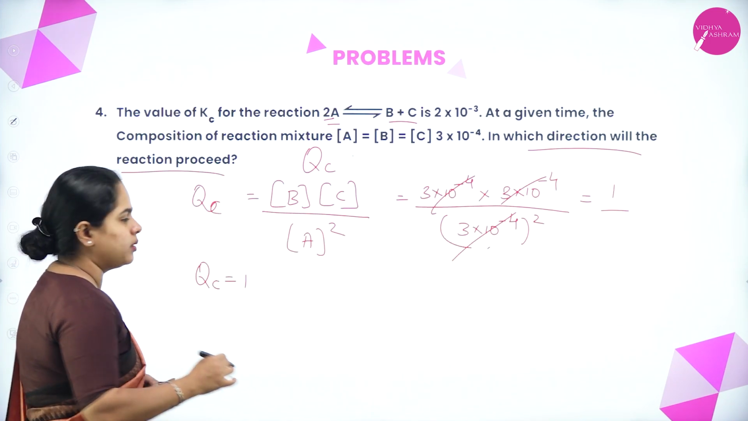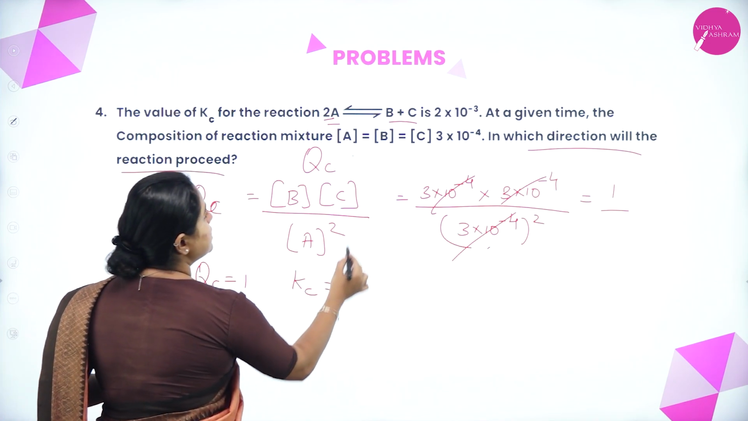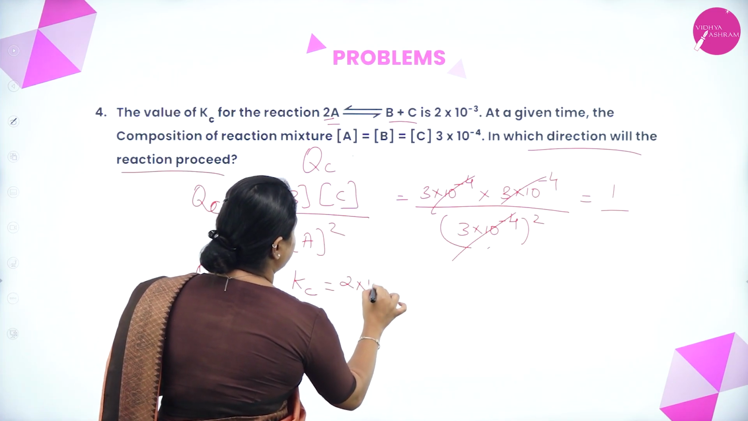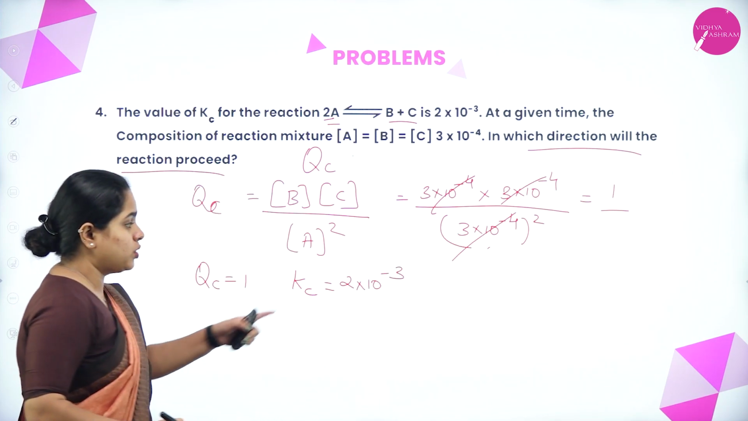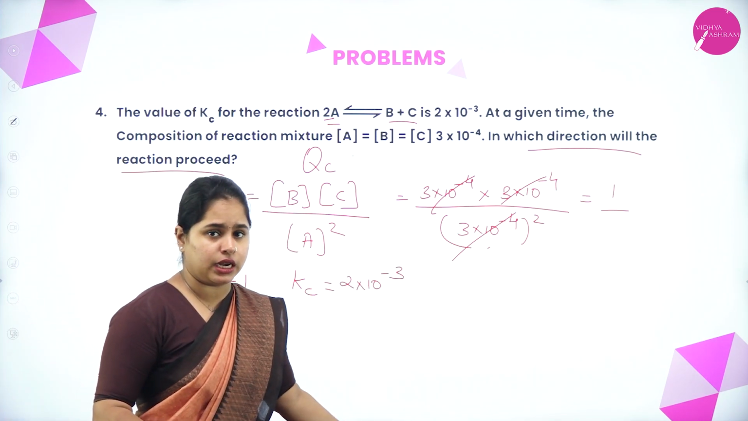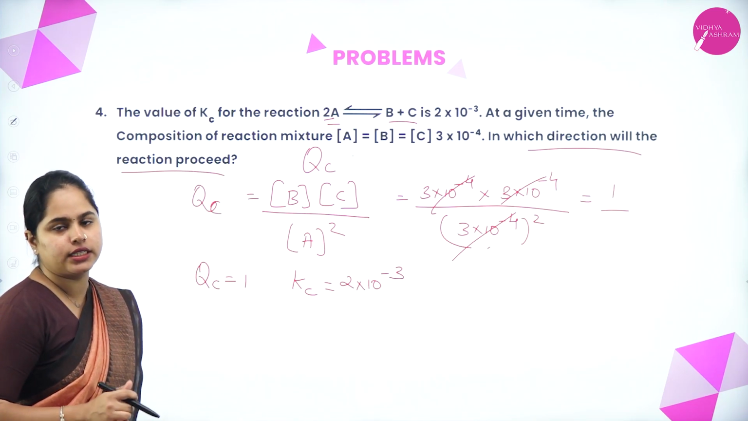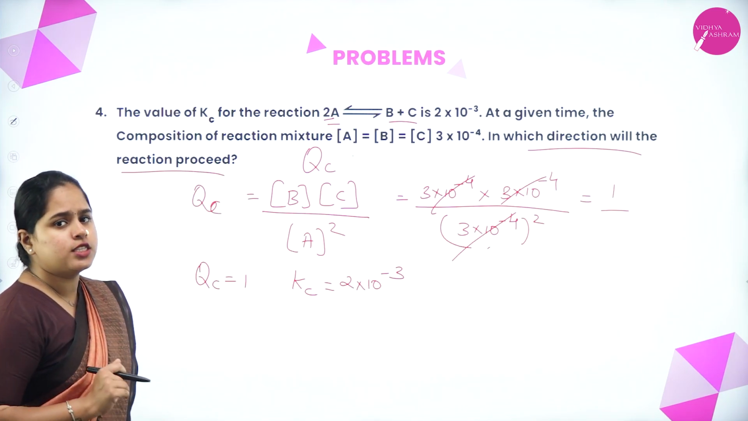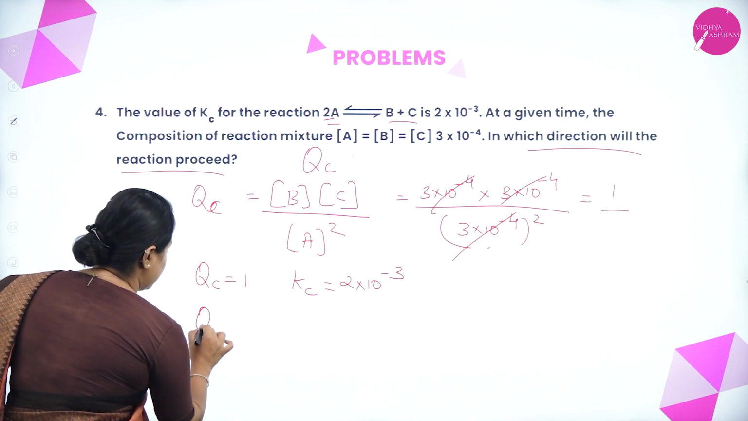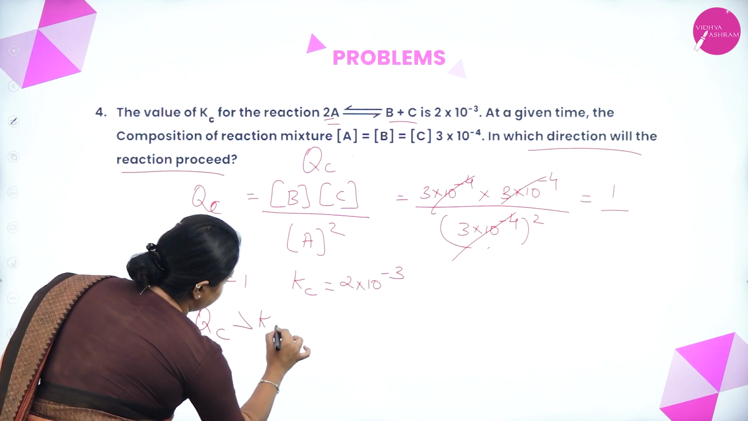We calculated Qc as 1. Now what is the Kc value? Kc value is already given, 2 into 10 to the power minus 3. So it is of the order of 10 to the power minus 3. What does that mean? Yes, it is a smaller value than 1, right? 10 to the power minus 3 means it's a smaller value than 1. So what does that indicate? Qc will be greater than Kc.